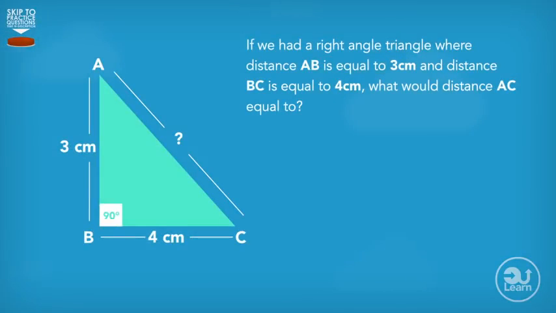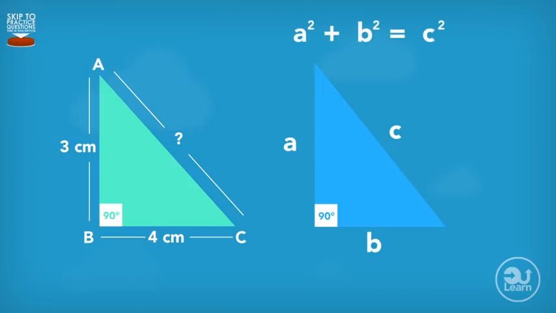For example, if we had a right-angled triangle where distance AB is equal to 3 centimeters and distance BC is equal to 4 centimeters, what would distance AC equal? What we do first is identify what distances we have in relation to the formula and what distances we don't. Going back to our right angle with the letters, we can see we have the known values for distances A and B, but no C distance for the hypotenuse.